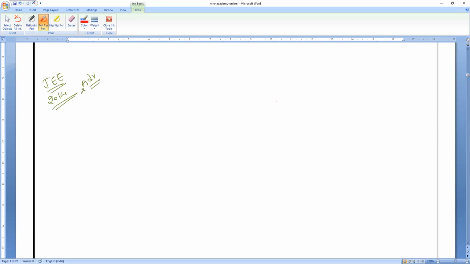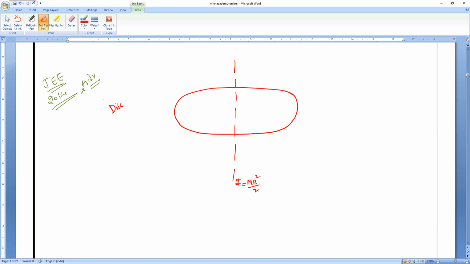So I am taking a disk. You all should try. I will give you the question, then you try, then only I will teach it. The axis of rotation: it is a disk, so first you should determine the moment of inertia through the center of mass. The moment of inertia is MR square by 2.